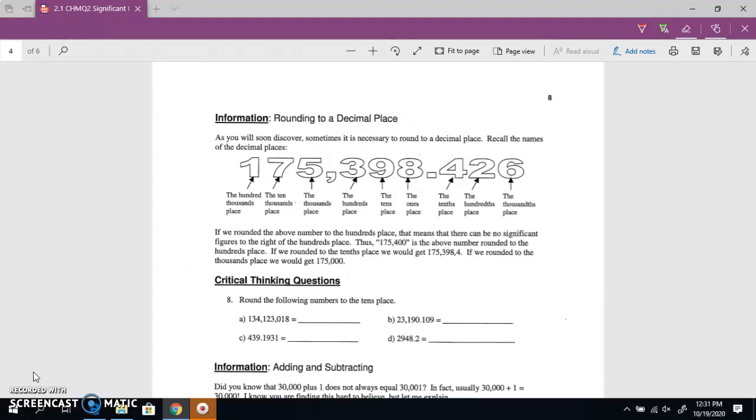Today we're going to continue with ChemQuest 2, and specifically we're on page 8, learning how to round to a predetermined decimal place. First of all, in this number over here, you can take a look at the names of the placeholder values. I'm sure you're familiar with these.